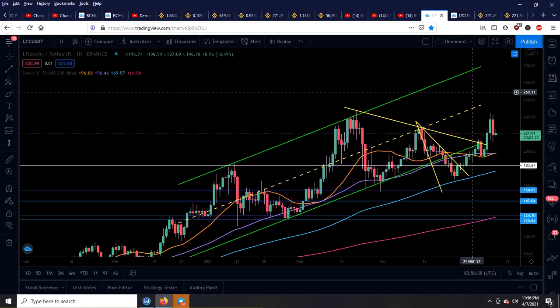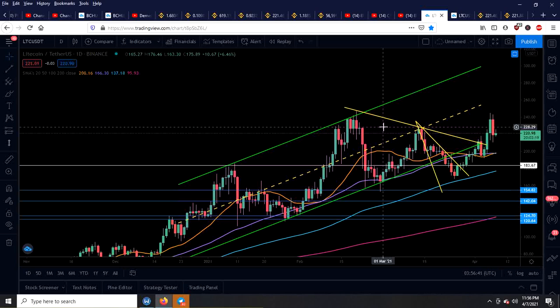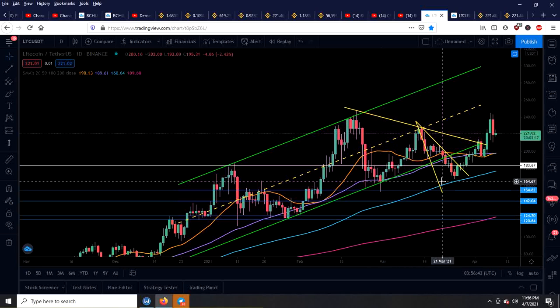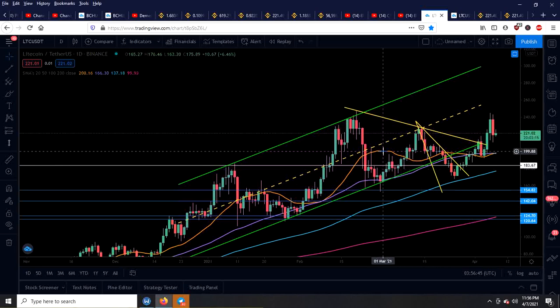Okay. Now, let's get into today's lessons. Okay, first of all, what I want to talk about here is the 20-day moving average here in orange and the 50.